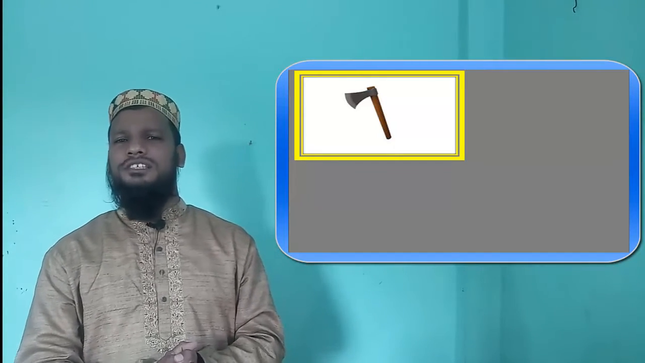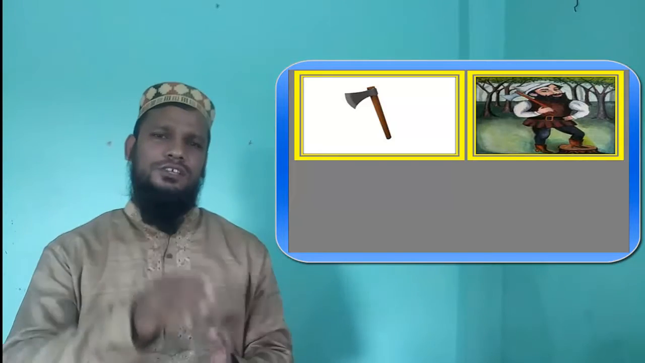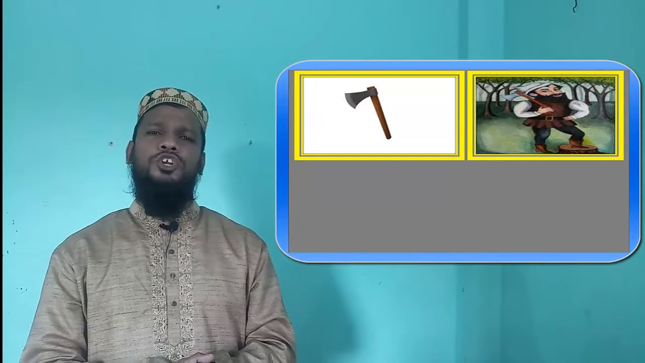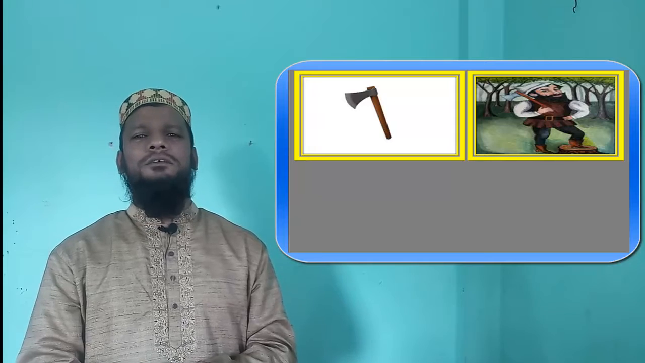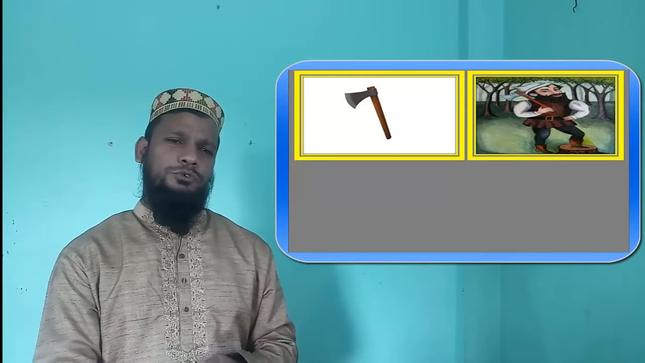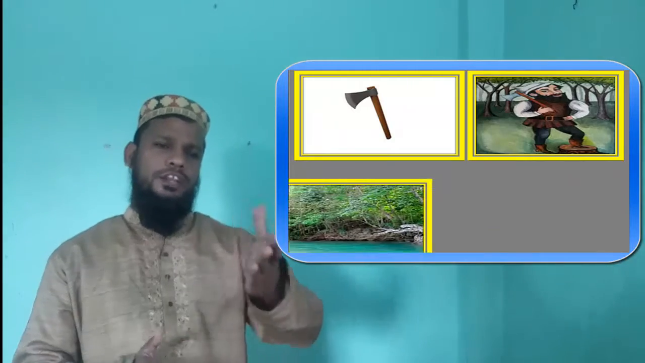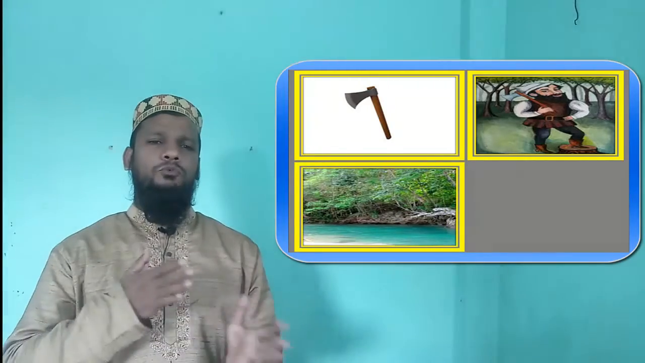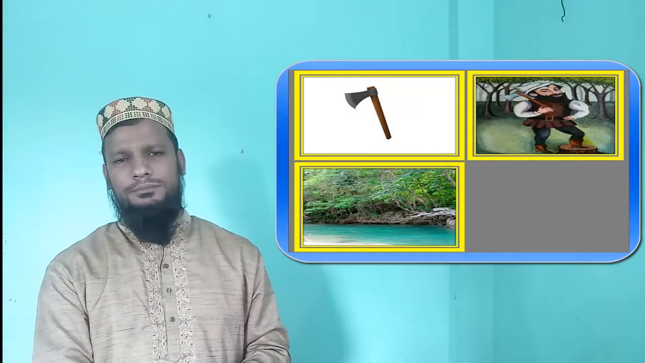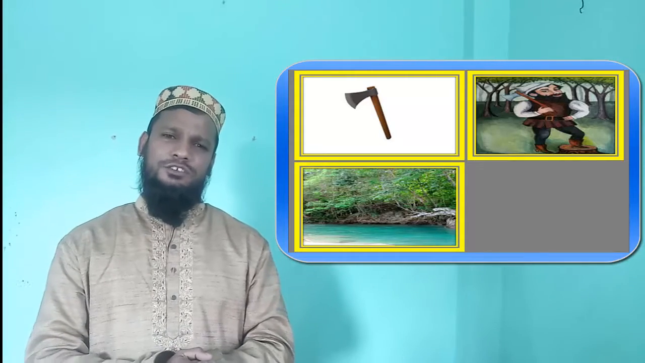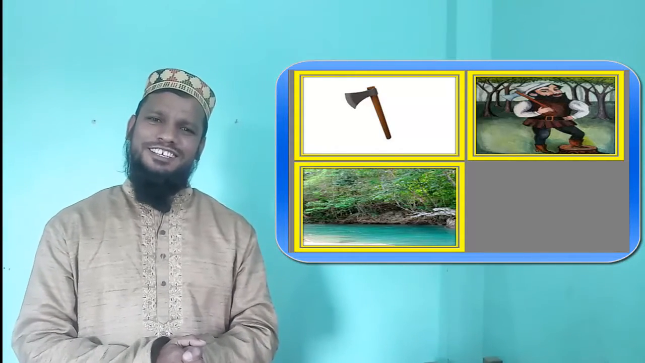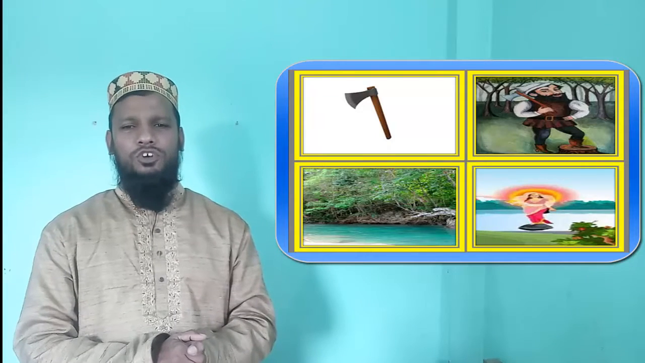And who is this? Yes, this is a woodcutter, isn't it? Yes, it's a picture of a woodcutter. And what is this? It's a wood and a river. Okay, a wood near the river. And what is it here? You can see it's a fairy, isn't it? Right.